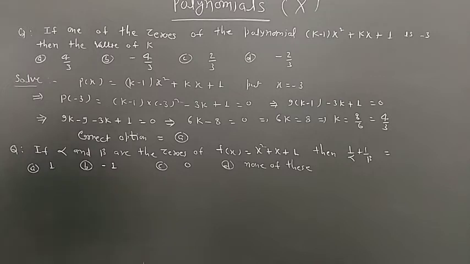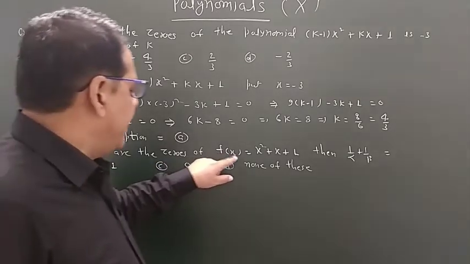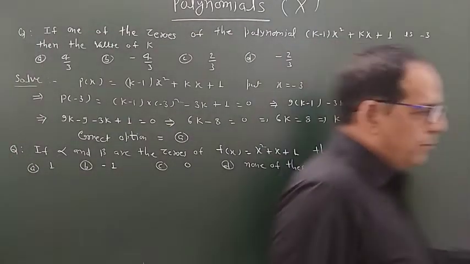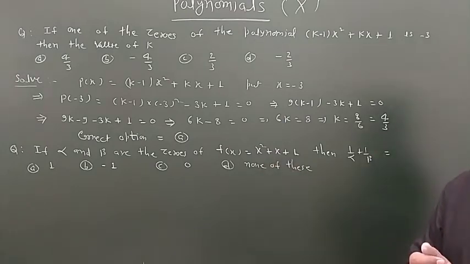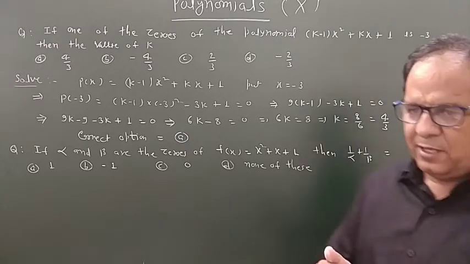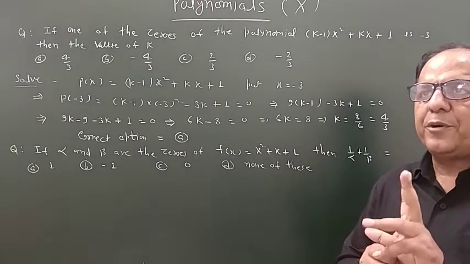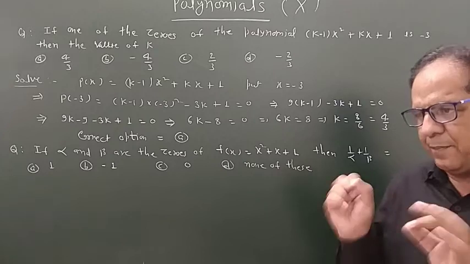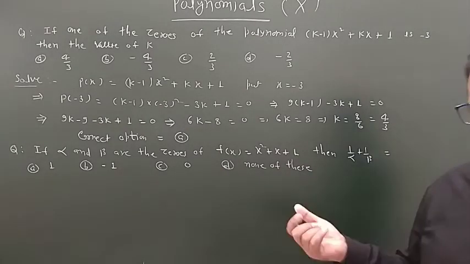Now next question is, if alpha and beta are the zeros of the polynomial f(x) equal to x square plus x plus 1, then 1 upon alpha plus 1 upon beta equals what? This is a quadratic polynomial and we are well aware that whenever the quadratic equation is ax square plus bx plus c and alpha and beta are the zeros, then two important relations we have. First, alpha plus beta equals minus b upon a, and second, alpha beta equals c upon a. And after it we can find different values using these relations.